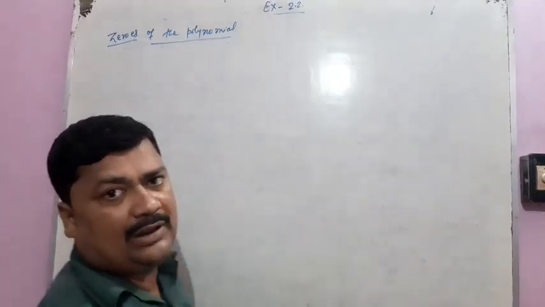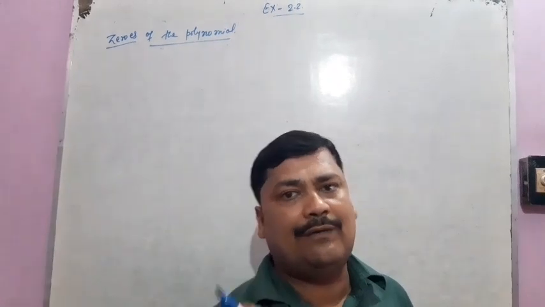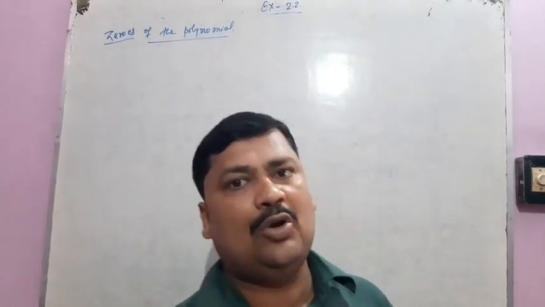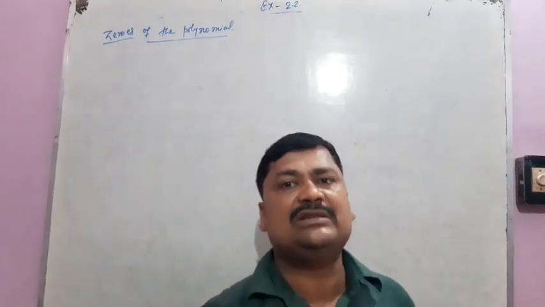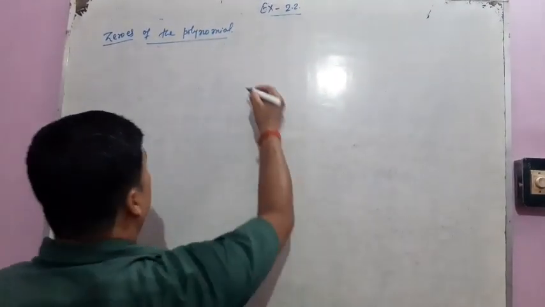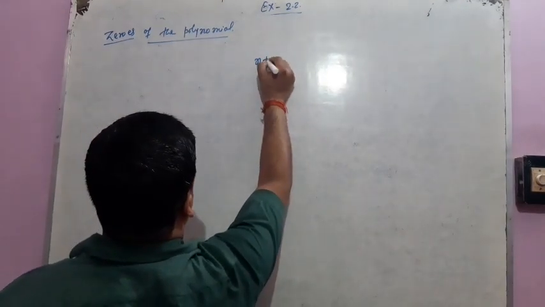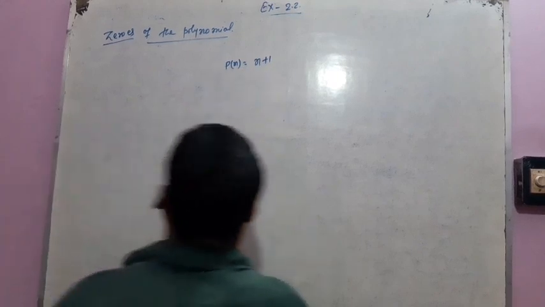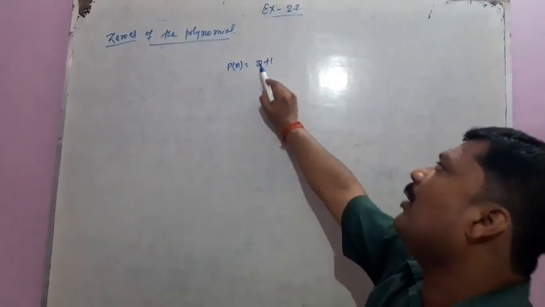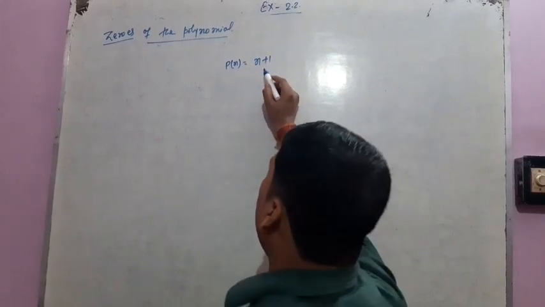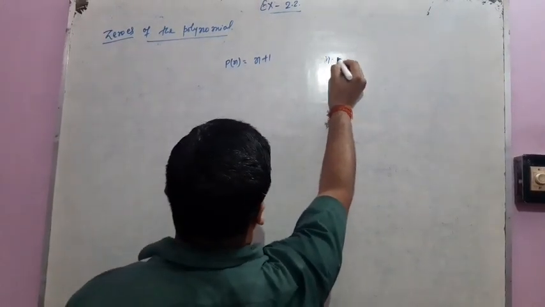In any polynomial, the value of a variable that, when we put it in the polynomial, makes the whole polynomial 0 is called a zero of the polynomial. For example, suppose x plus 1 is a polynomial. Now what value of x should we take so that the whole polynomial becomes 0? For that we compare the polynomial with 0.